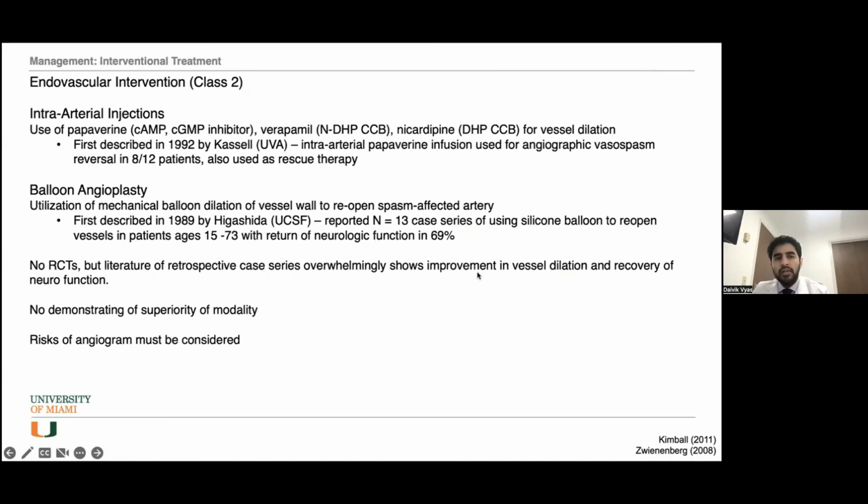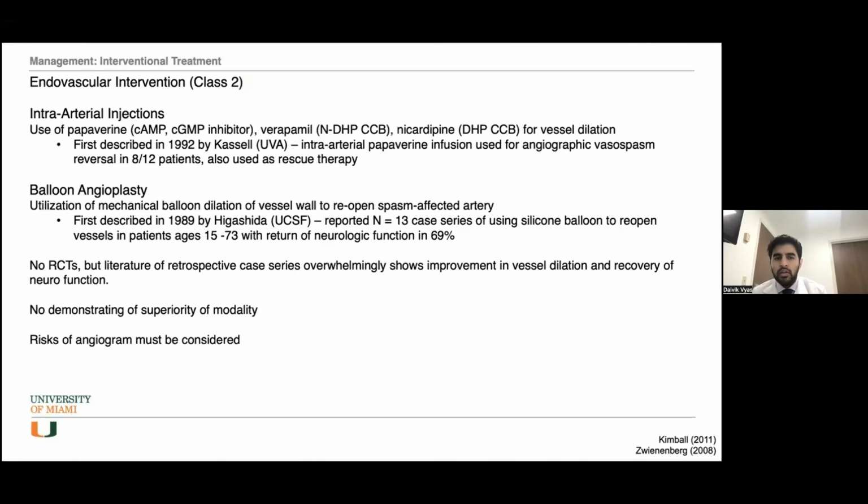But the 2 primary mainstays, like I mentioned, are the use of intraarterial injections or balloon angioplasty. So in the former, you can inject papaverine, which is a cyclic AMP and GMP inhibitor, verapamil, which is a non-dihydropyridine calcium channel blocker, or nicardipine, which is a dihydropyridine calcium channel blocker for vasodilation. And Sam Cassell at UVA first describes this in 1992, where he publishes a case series of 12 patients who underwent papaverine infusions over an hour, and he saw angiographic evidence of vasospasm reversal in 8 of them, and was also able to use it as a rescue therapy in patients who had refractory vasospasm.